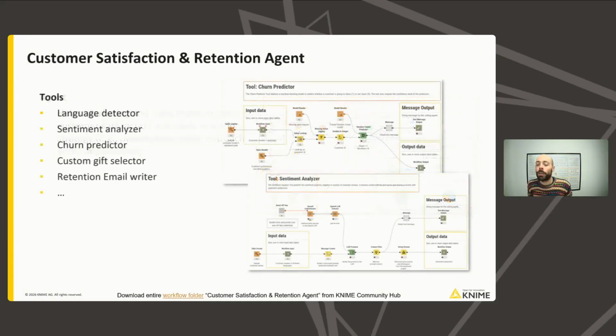To do that, we're going to be having some tools. These tools, I list here some, are a language detector, a sentiment analyzer, a churn predictor, but also a retention email writer. As you can see from the screenshots here, the top one is a churn predictor tool that you can see uses a random forest model to predict the risk of churn. On the lower part, on the other hand, you have a sentiment analyzer tool that uses AI.